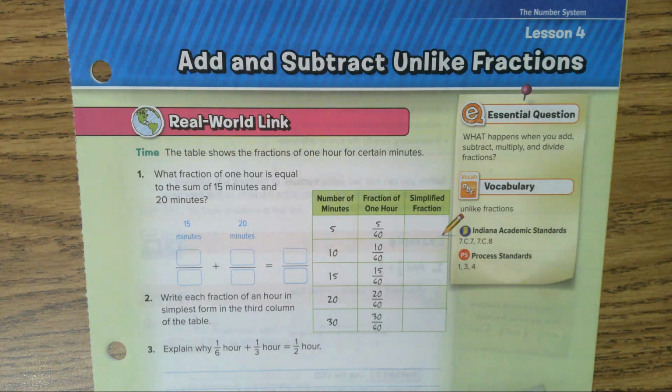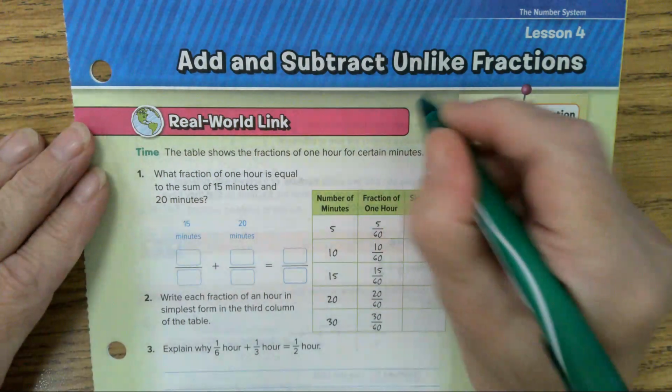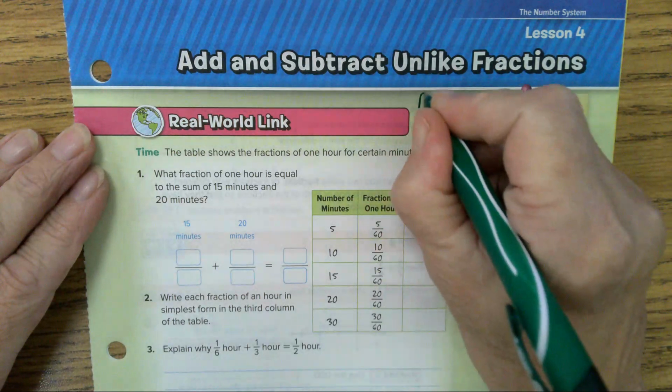Hi, this is Mrs. Robertson, and today we're going to be doing lesson 4 of chapter 4, add and subtract unlike fractions, and it's located on page 291 in your Math 7 book.